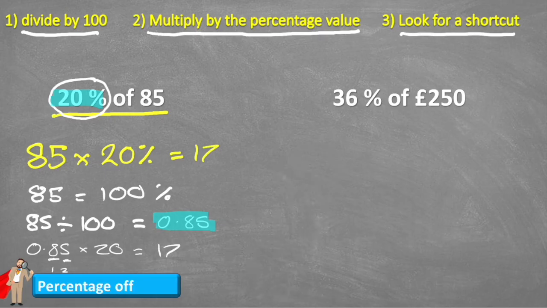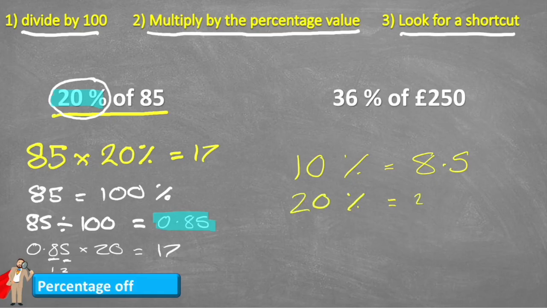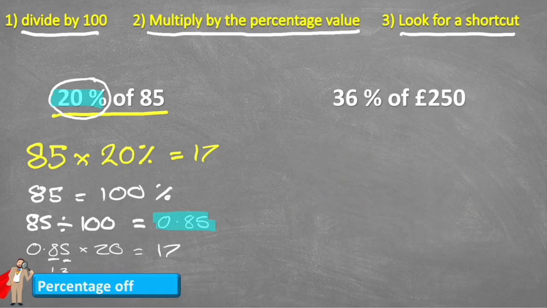Find that 1% and then times it by the percentage that you need. But maybe there is a shortcut and we can use our number knowledge. So 20% of 85, what I could say is 10% is quite easy to work out, equals 8.5. So therefore 20% is 2 times 8.5, which is 17. So I could use my number knowledge if I've got it. Okay, let's have a look at the next one.